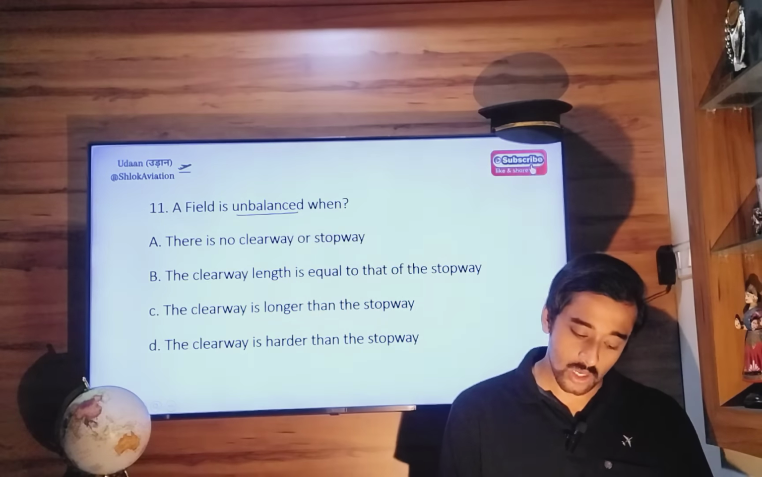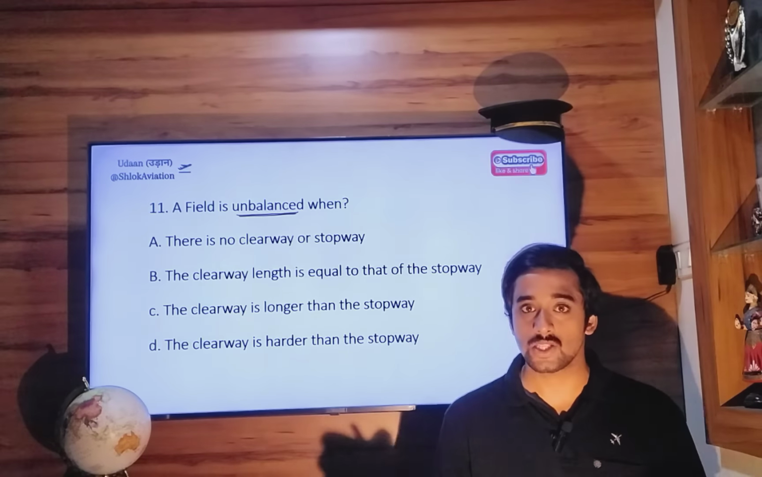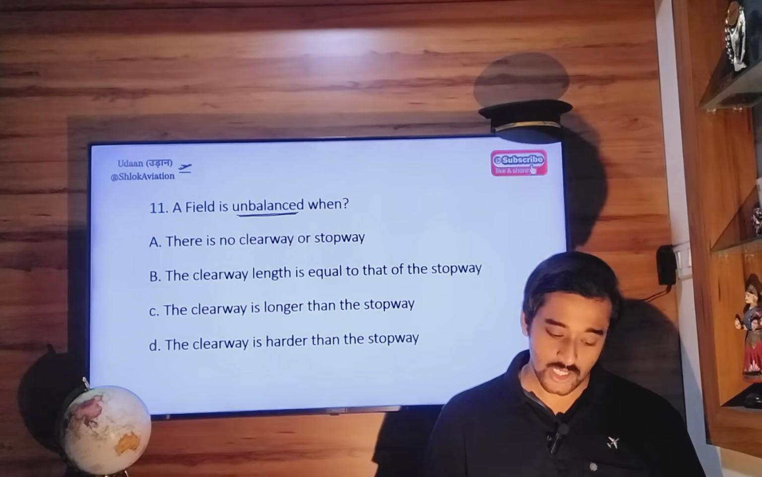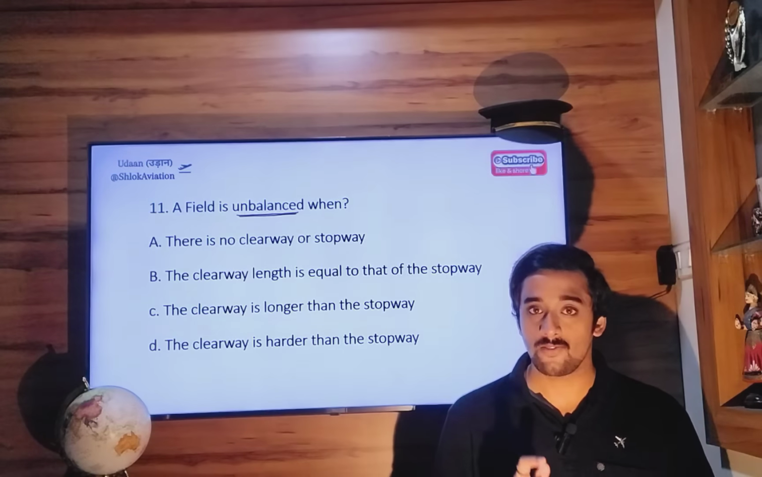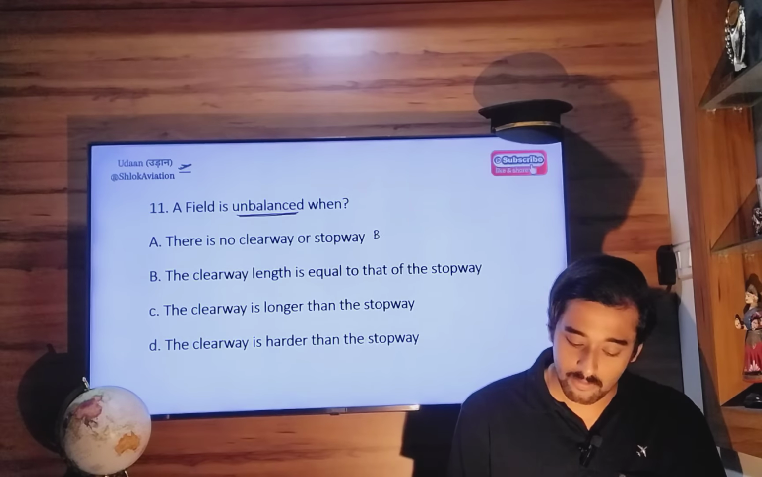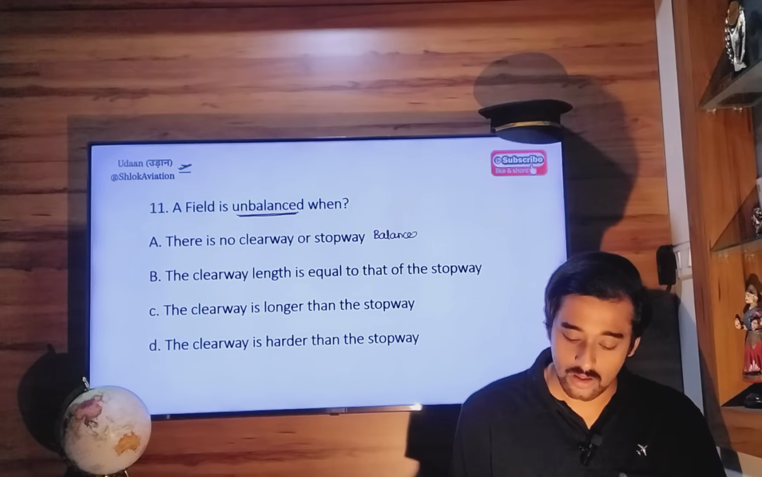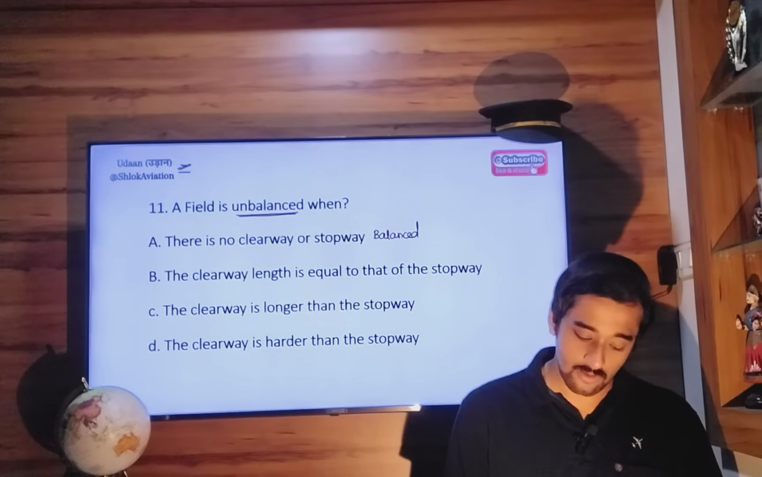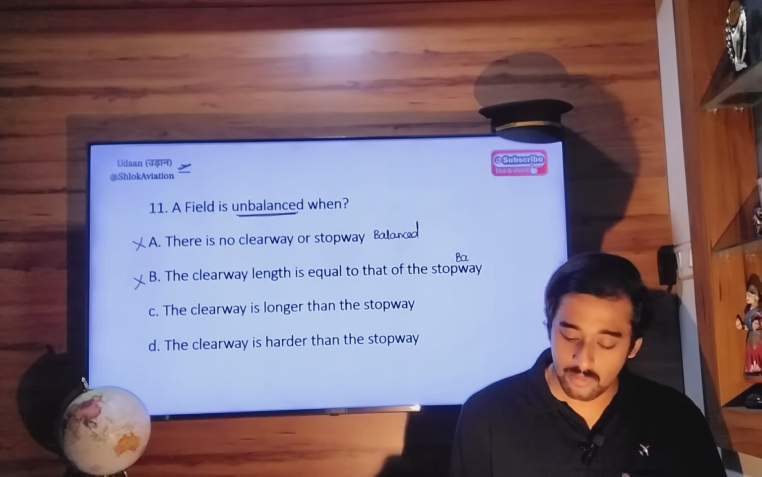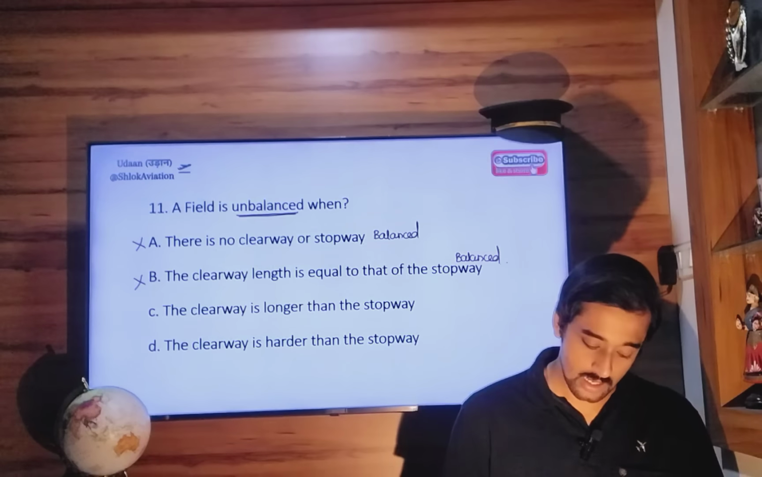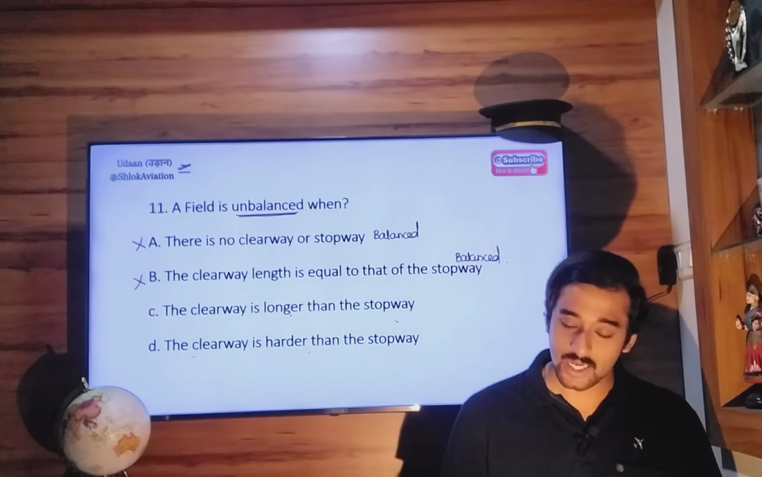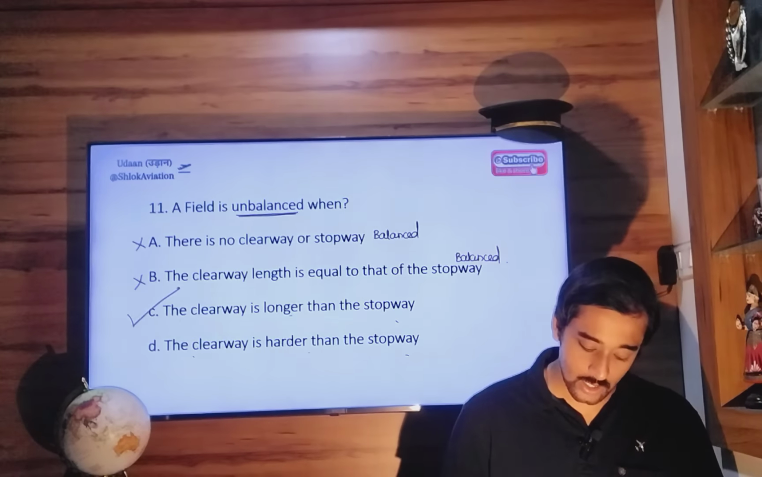Now, here they are talking about an unbalanced field. An unbalanced field will be the opposite of a balanced field. So there is no clearway or stopway. Unavailability of a clearway or a stopway makes the field balanced. Next, the clearway length is equal to that of the stopway. Even this condition will make a field a balanced field. The clearway is longer than the stopway. The clearway is harder than the stopway. So option Charlie is the right option.